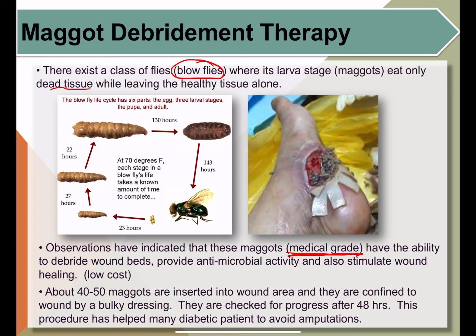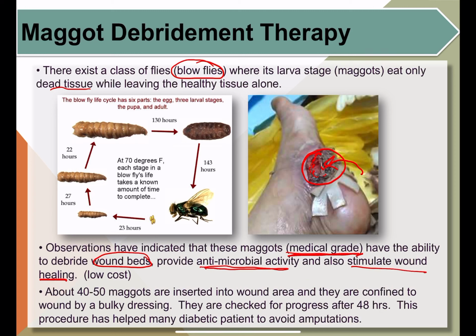But these maggots have the ability to debride wound beds and start eating up all those dead tissues around the wound, especially in areas of, for example, diabetic foot, which happens all the time, where bacteria starts eating into that space. Or if someone, like I said, had a brown recluse spider bite, then they would have these maggots put within the area of injury, and they will provide antimicrobial activity, believe it or not, and also stimulate wound healing.